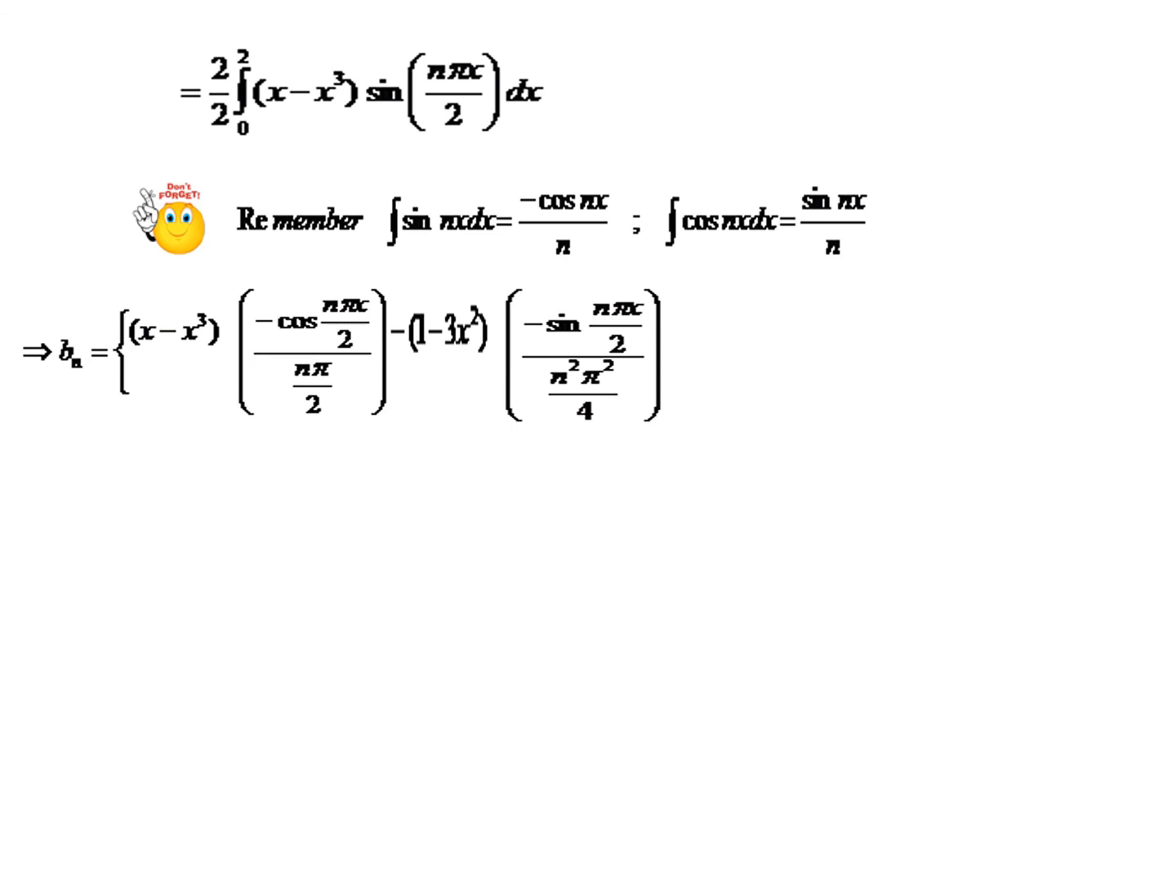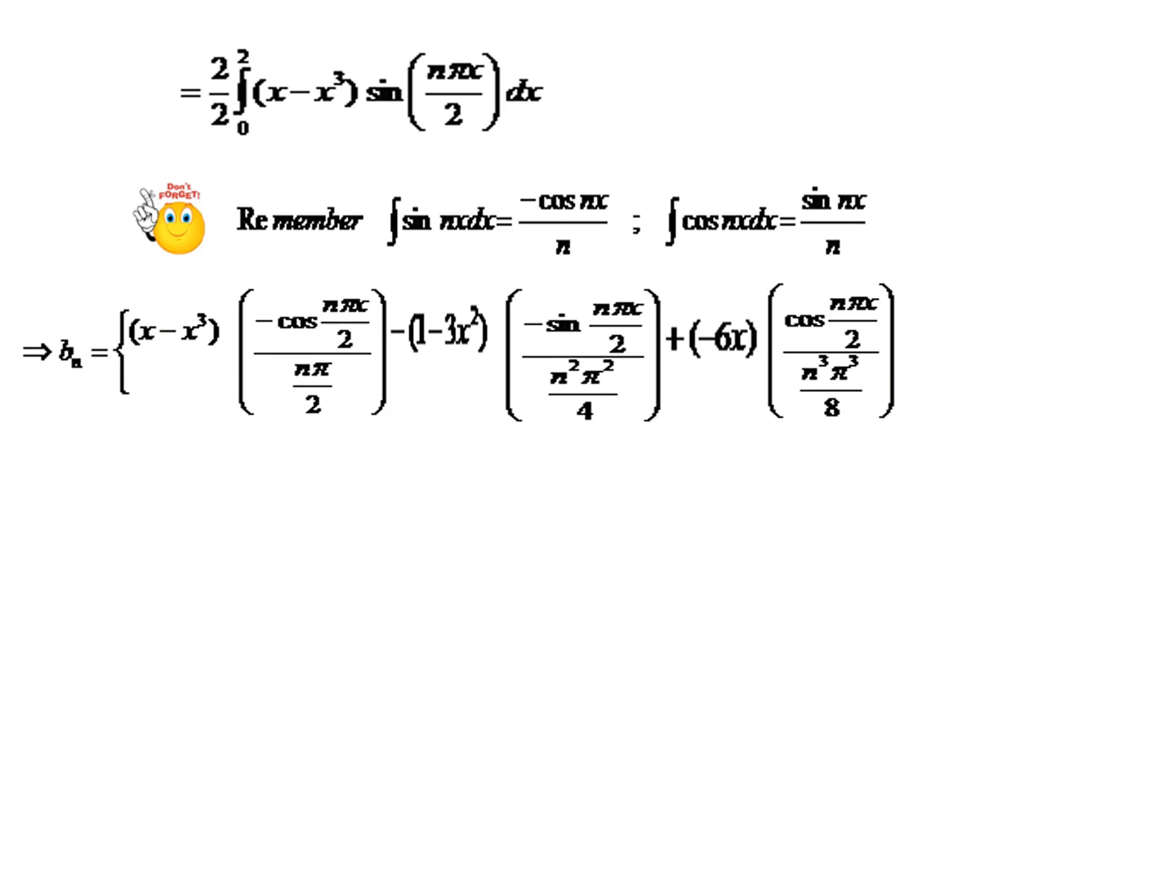Now what will be the next? Plus differentiate the first term. So what is the first term here? 1 minus 3x squared. So that when we differentiate, what we will get? Yeah, minus 6x. So the next is plus minus 6x into integrate the second. So second we have minus sign. So that when we integrate, what we get? Yeah, sin when we integrate gives minus cos. So already we have a negative sign here, so we will have minus cos. So it is plus cos n pi x by 2 divided by, again n pi by 2 will come. So we will have n cube pi cube by 8.